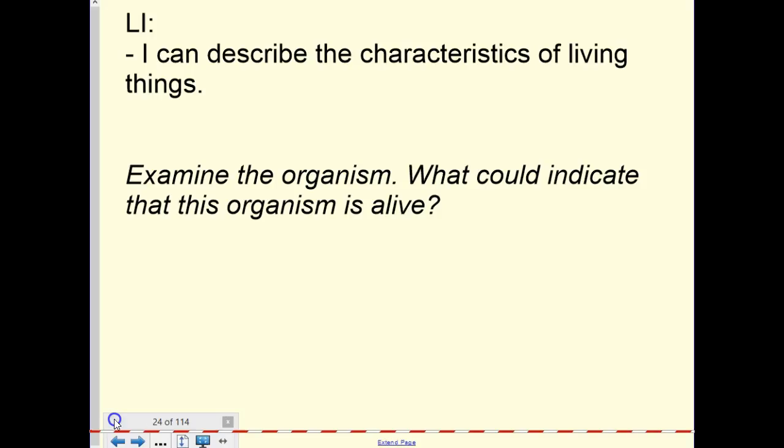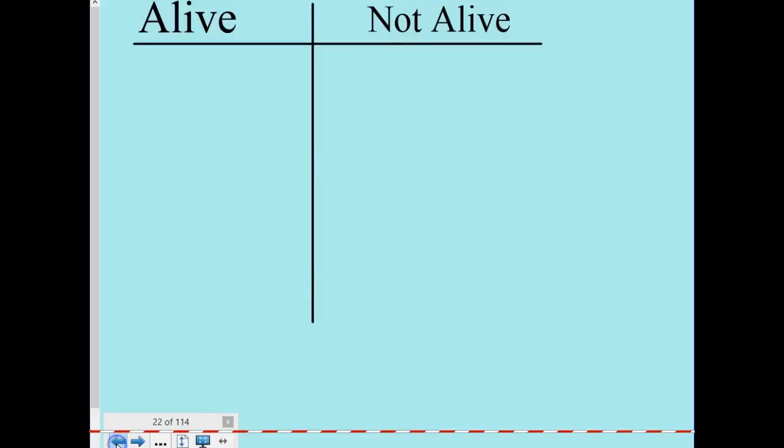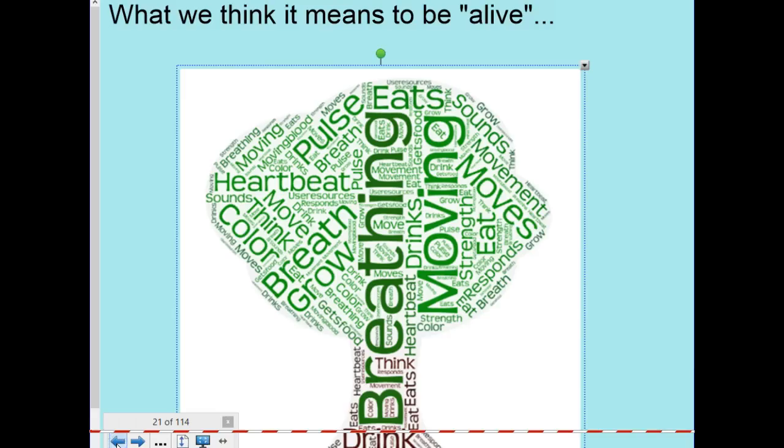In the last class, or actually two classes ago, you had to do a pre-assessment where you indicated what you thought could be used to identify if something was alive or not alive. Using all of your ideas, I created a word cloud. The larger the word is on the word cloud, the more times different people said it in the class. So we came up with something like this, and people identified breathing, moving, eating as some of the main characteristics of identifying if something is alive or not alive.